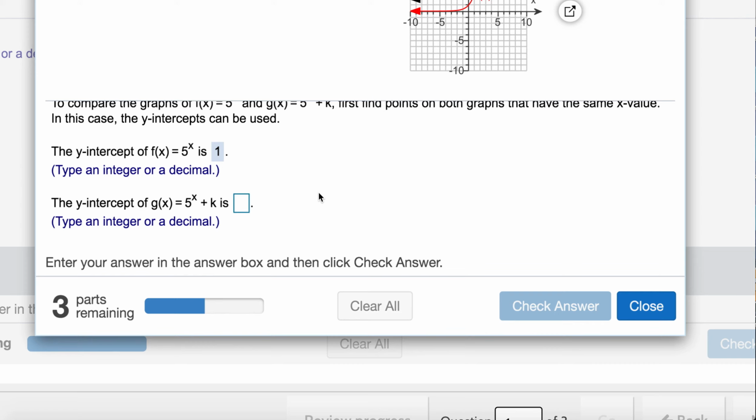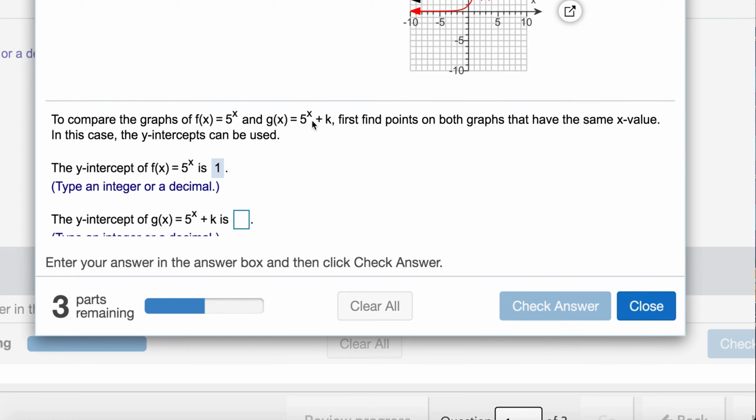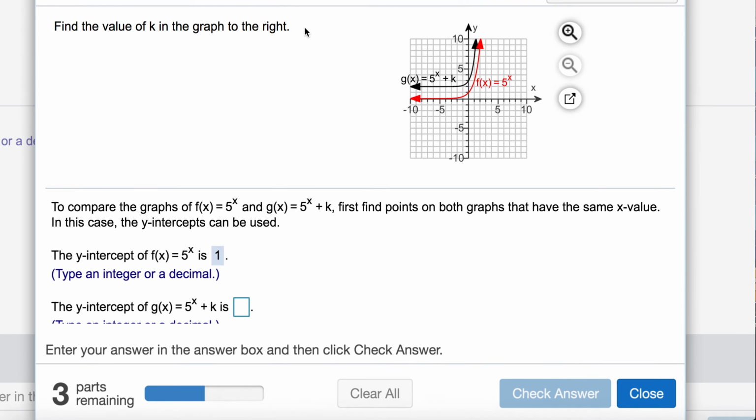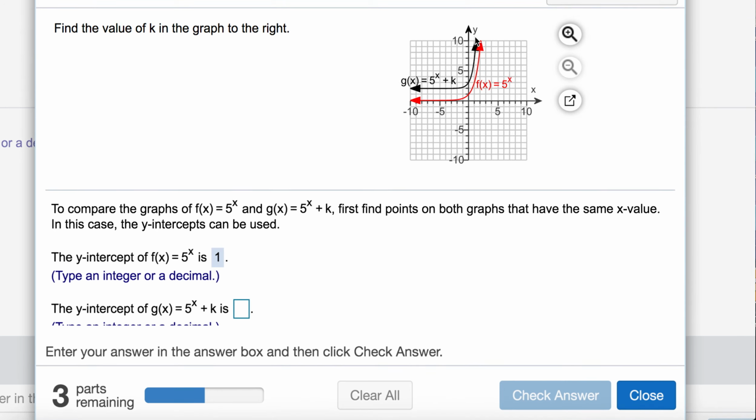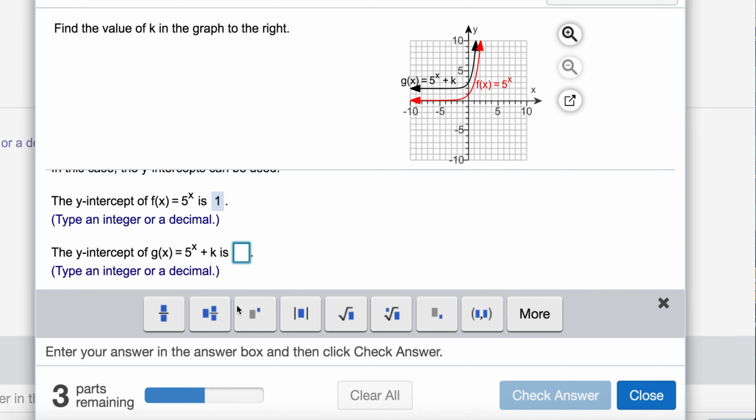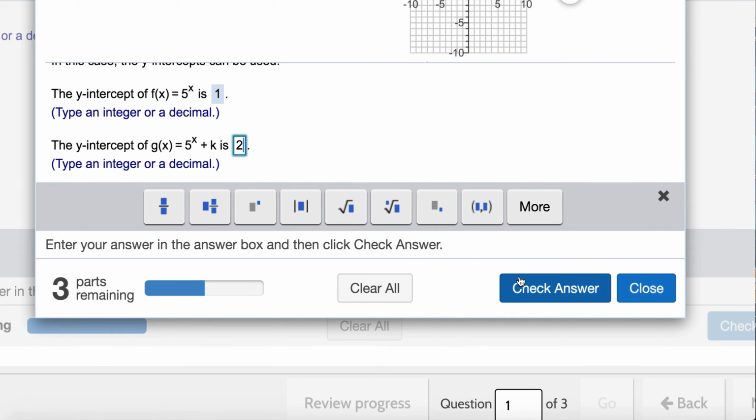Now it says more help. You continue for more help. The y-intercept of g(x) equals 5 to the power of x plus k is what? And again, you take a look at the new graph. As you see here, the dark one, now you can count 1, 2, 3, right? So how many numbers does it shift? It starts here, right? 1, 2. It says 2, so k should be 2. You see, I'm just counting the numbers. Check the answer.